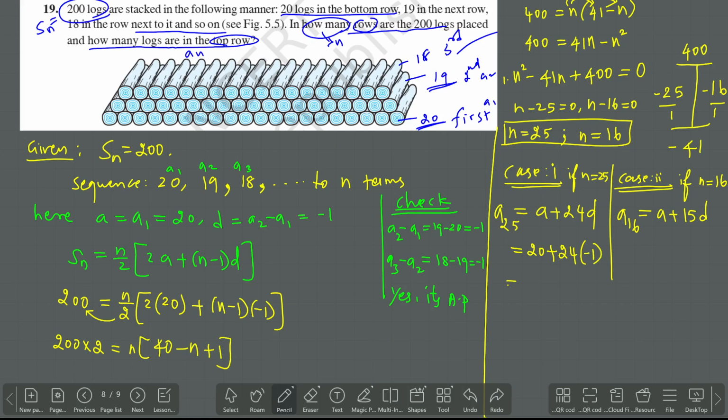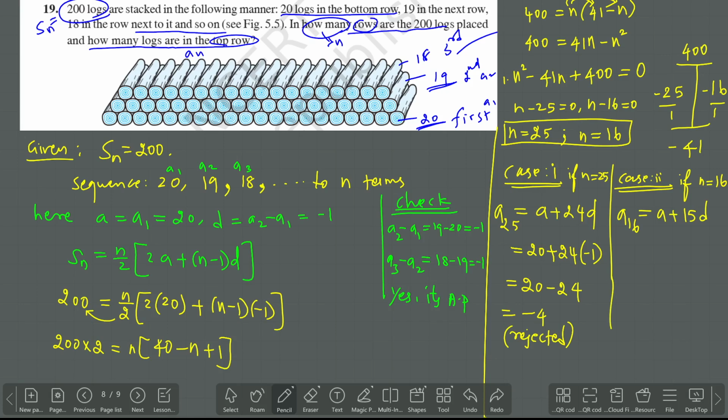Minus 1. So what am I getting? 20 minus 24, which is equal to minus 4. This is rejected, because in counting we never get a negative value. We are counting how many logs there are. They are telling us that in the 25th row there are minus 4 logs. Is it possible? When we count something, it never comes out negative. Understand? Right, so it's rejected.